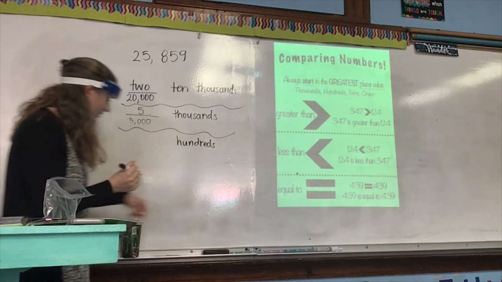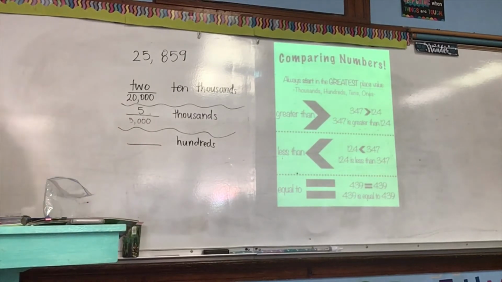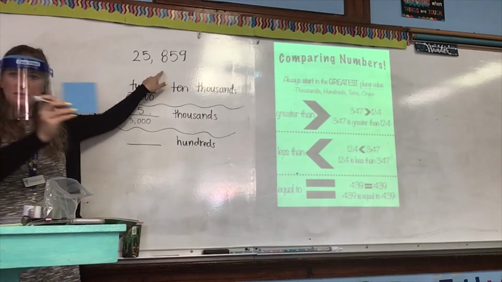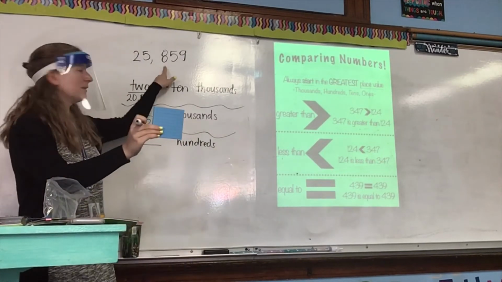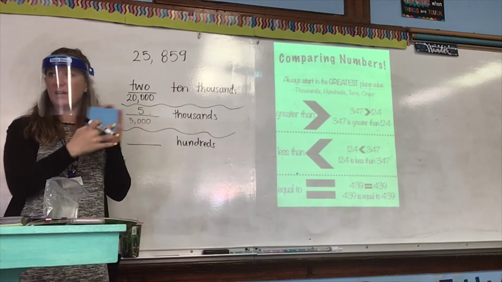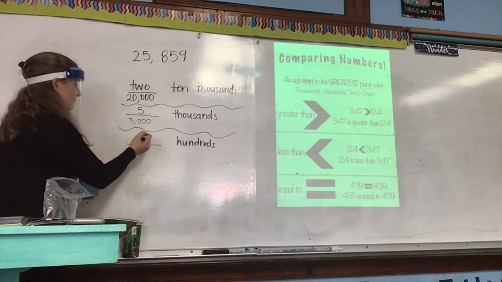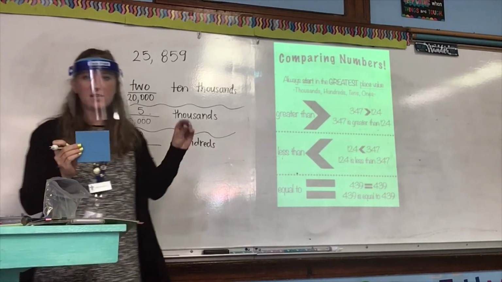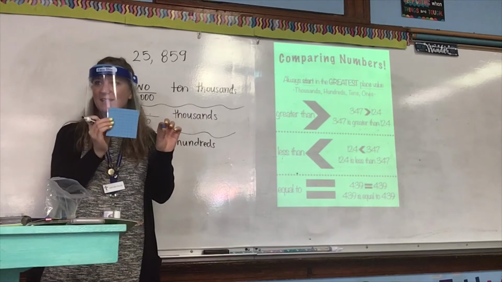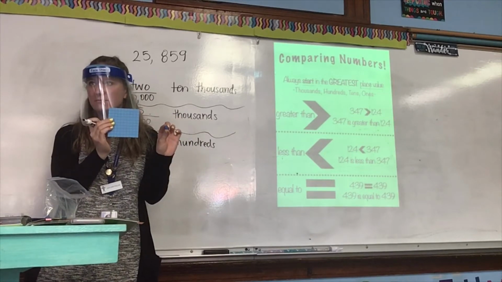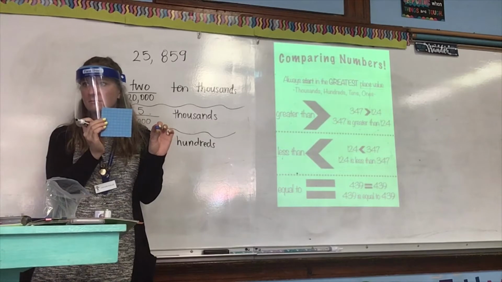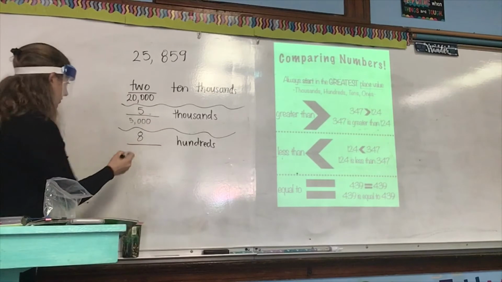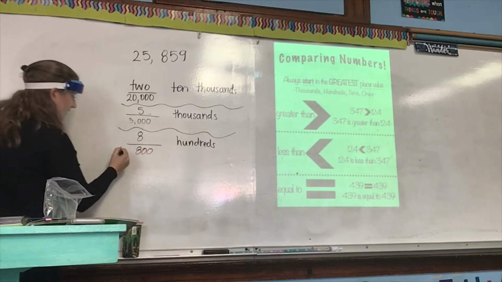Okay, the hundreds. How many hundreds flats would I have, Ethan? How many of these would I have to show this number? 8. How many of these ones cubes would be in 8 of these hundreds flats? How much is 8 in the hundreds place worth? 800. Good.